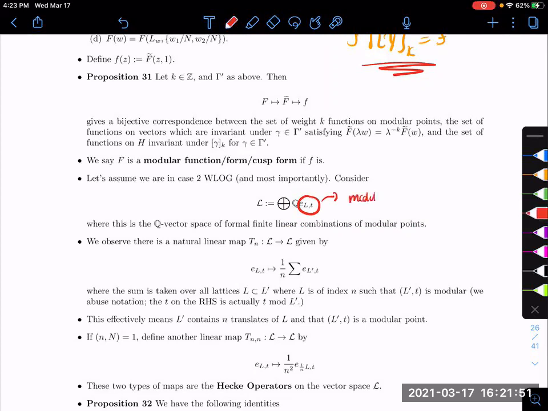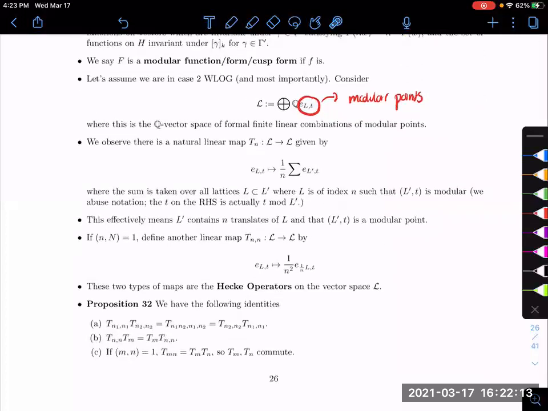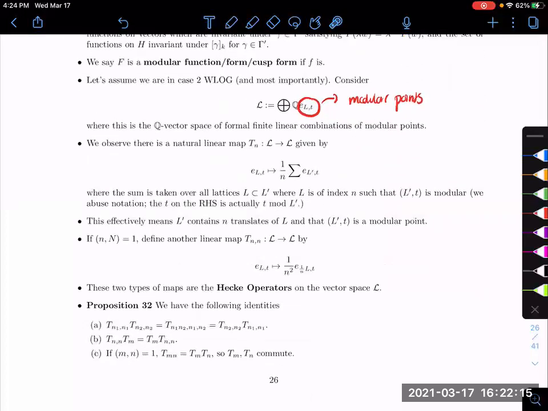Okay. So I'm taking all finite formal linear combinations of modular points, and it's easy to check that's just a Q vector space. And so you've got a vector space. So it's natural to talk about operators that act on this vector space. And this is where we're going to start to define the so-called Hecke operators. Okay, so here's the first type of Hecke operator.